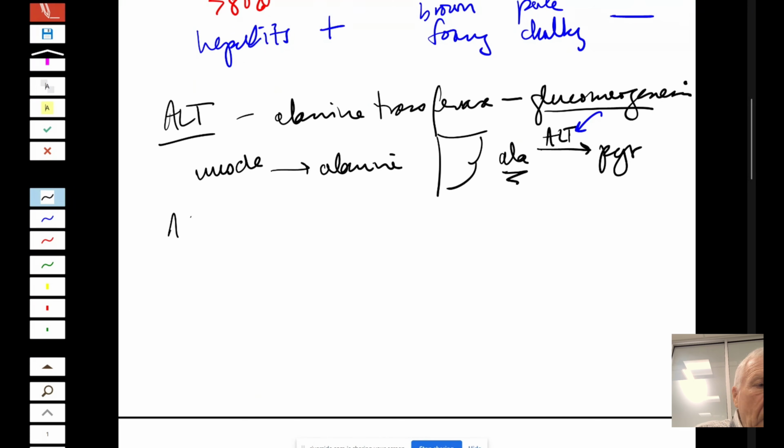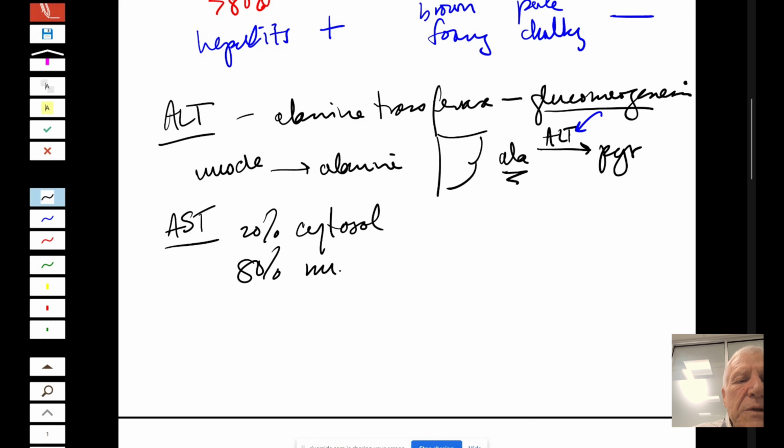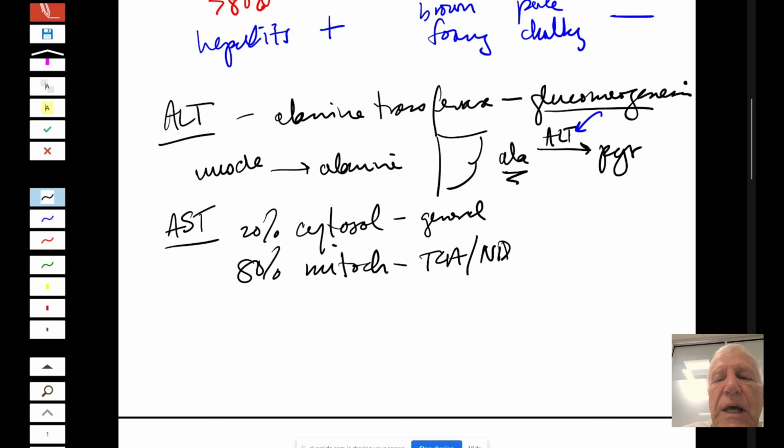Well, let's talk about AST. AST is not a specific enzyme. It's about 20% in the hepatic cytosol and about 80% in the mitochondria. And it basically is an amino transferase. So in the cytosol, it moves the amine around between synthesizing various amino acids, so it has a general purpose. In the mitochondria, it actually has a much more specific purpose that's really related to our TCA cycle and NADH metabolism. But here's what's significant.